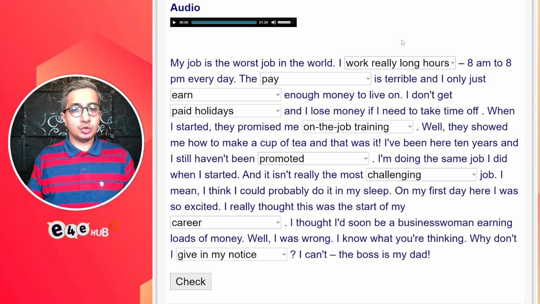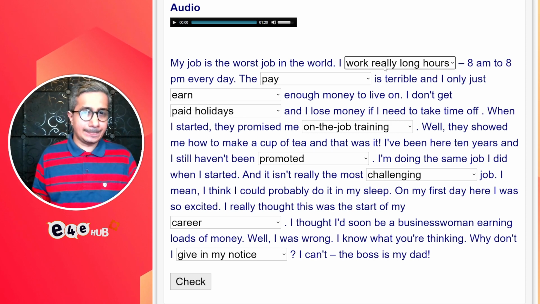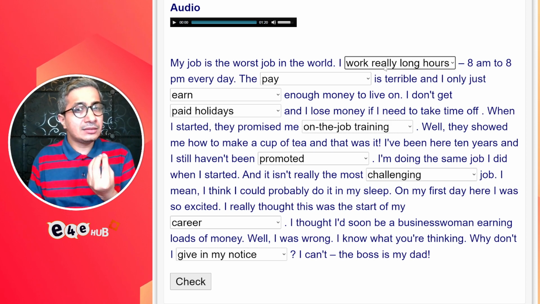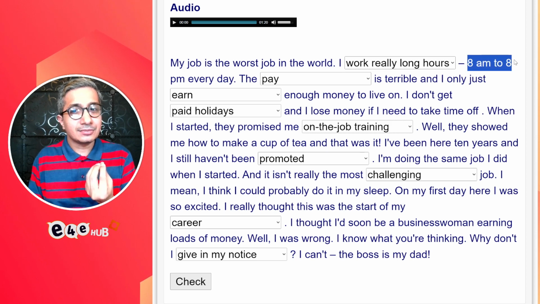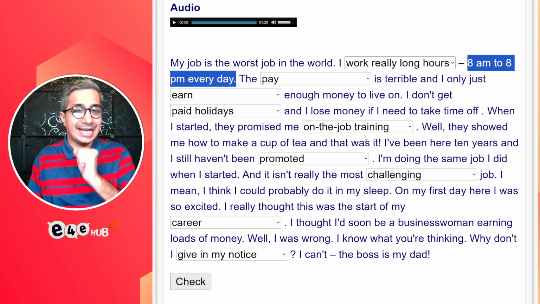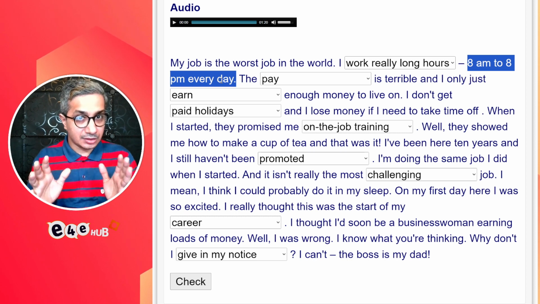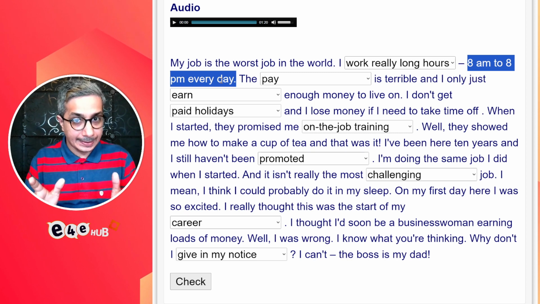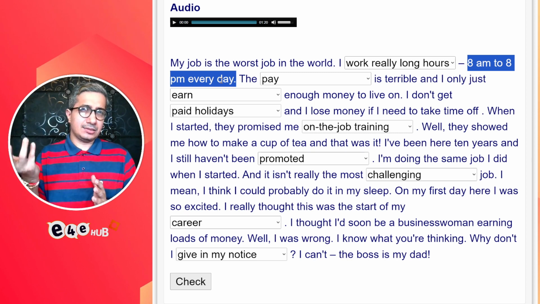What I want you to do is spend 10 to 15 seconds, look at all the words and expressions that we filled in. For example, what do you think work really long hours mean? And you can also take the hint from the words and structures around that blank. 8 a.m. to 8 p.m., that is 12 hours every single day. So what do you think it means?